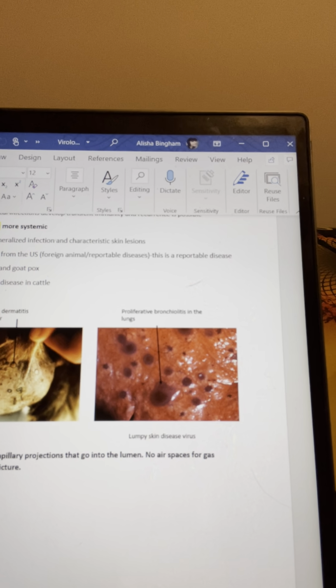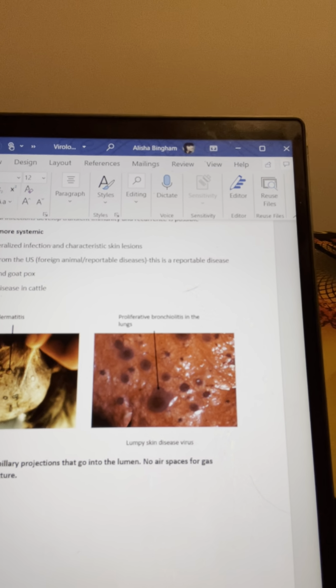So here's what it looks like, and this is sheeppox right here. We have the proliferative dermatitis of the udder. And then here on this side, we have lumpy skin disease virus. So the proliferative bronchiolitis in the lungs here is capillary projections that go into the lumen, so there's no air spaces for gas exchange.